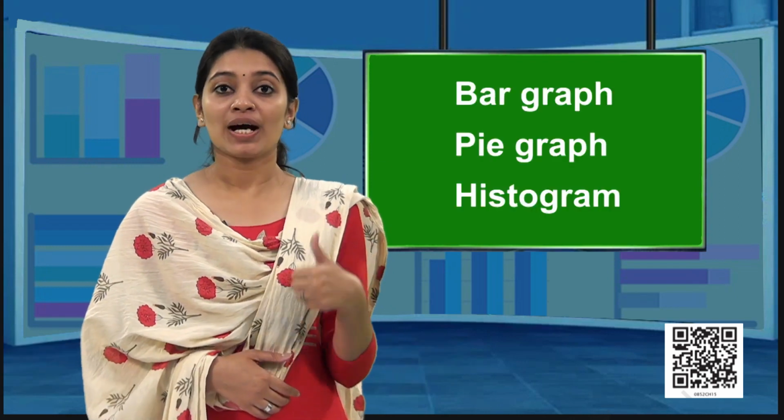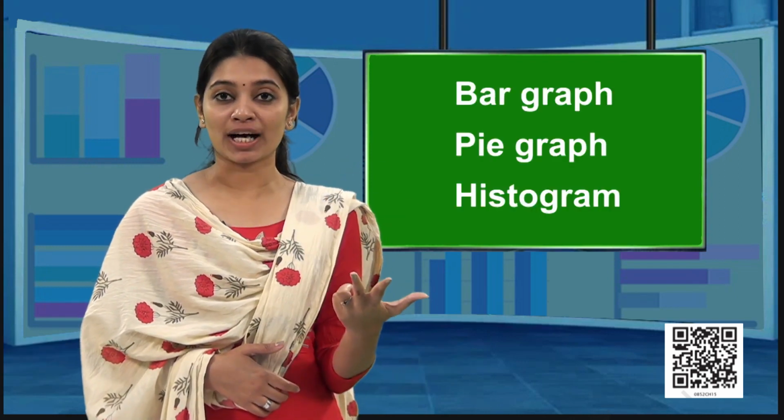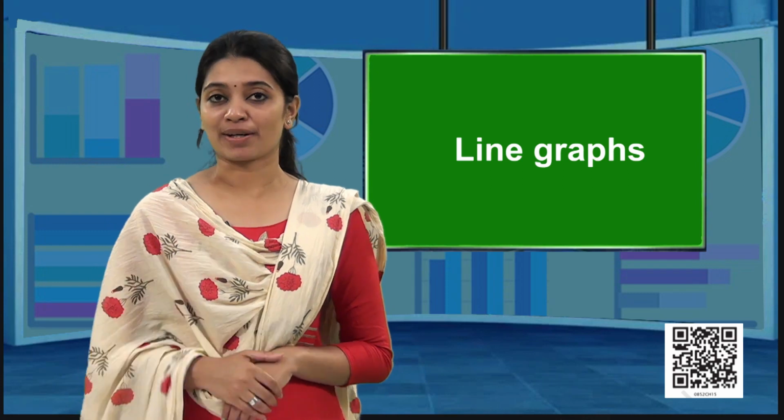Now, let us recall what are the things we have learned today. We have learnt different types of graphs. What are those? Bar graph, pie graph, histogram and their examples. And we also learnt what line graphs are and their examples. We will continue our discussion on linear graphs and their application in the next class.